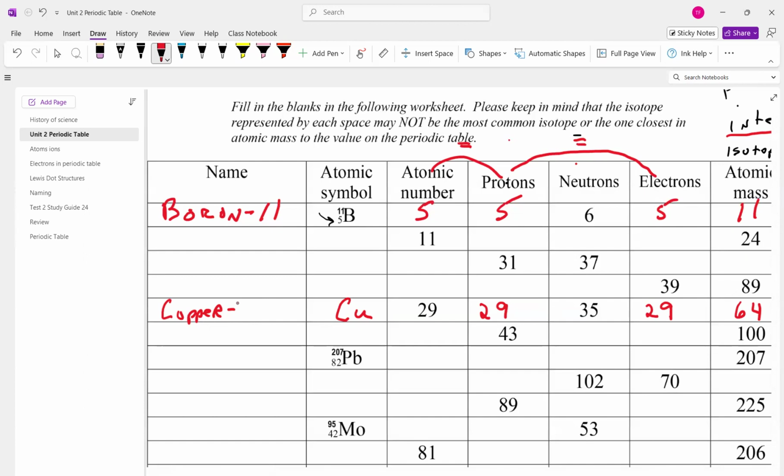Okay, so now we can write our symbol. So it's got 64 for the isotope. It goes on top. And it's got 29 protons. So that chemical is copper 64. So what I want you to do is practice this right now. Why don't you do at least down to copper?